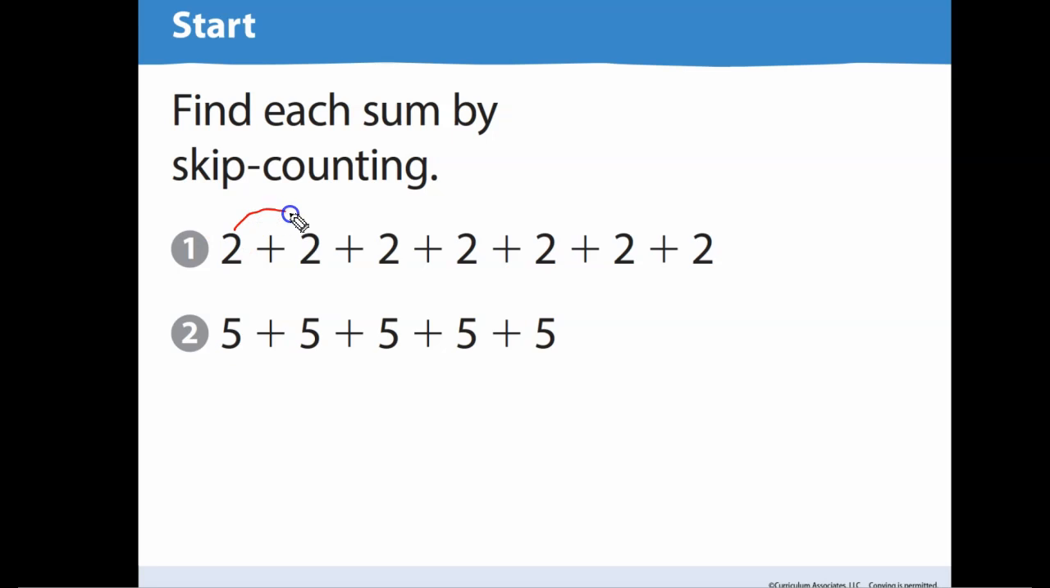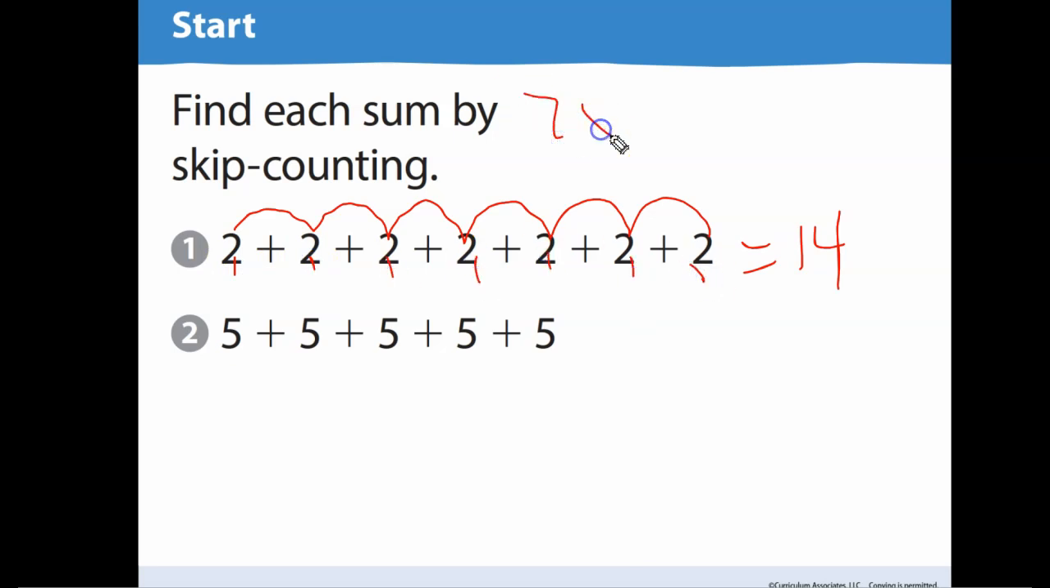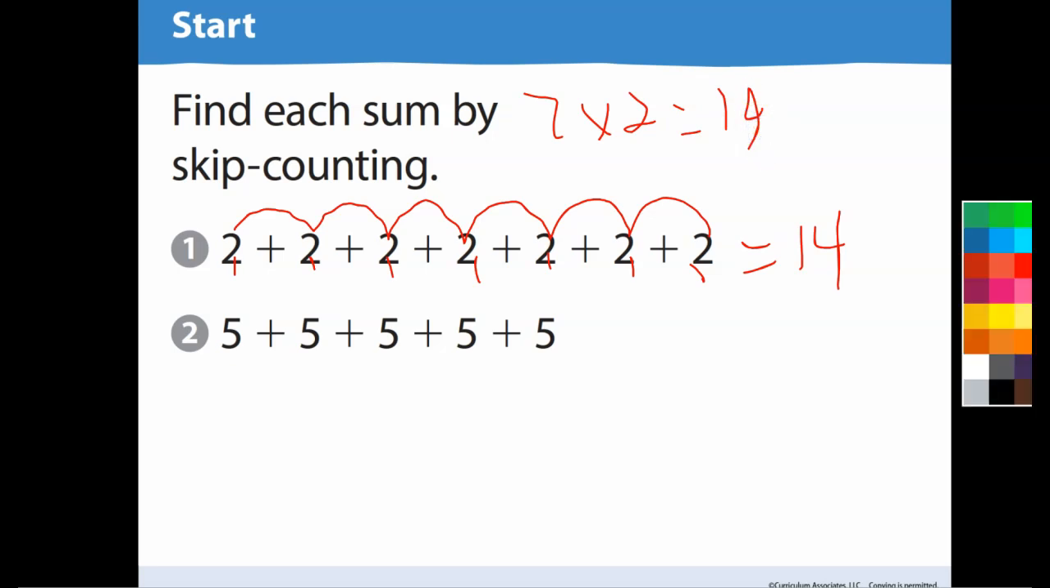I got 2, 4, 6, 8, 10, 12, 14, right? Let's see if that's correct. I have 1, 2, 3, 4, 5, 6, 7. 7 times 2 would be 14. That's right. How about this one right here?